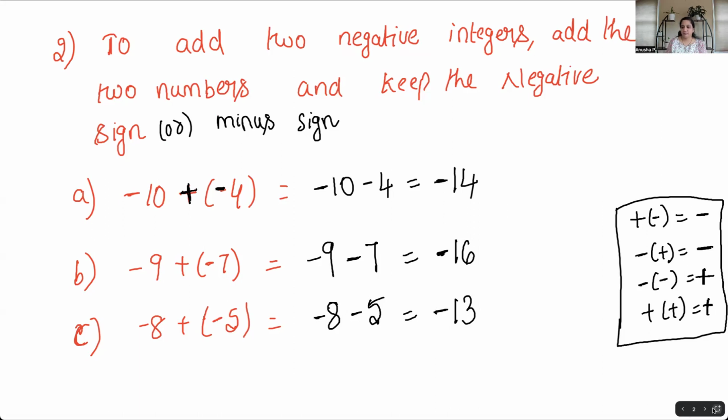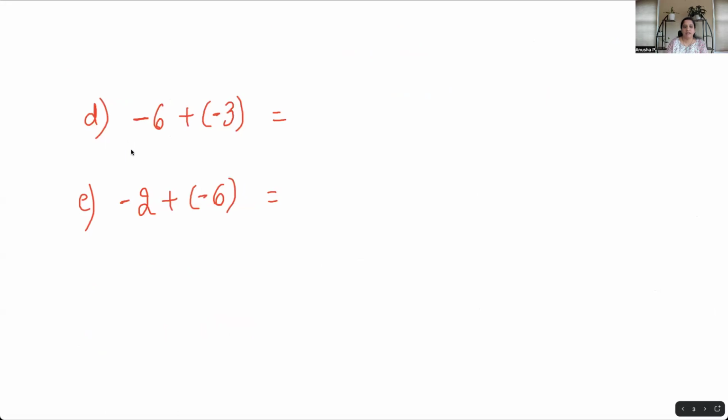Okay. Let me do a few more examples. Minus 6. When you have plus and minus next to each other, we will write it as minus 3. Now you will add the two numbers because both of them have the same sign. When both the numbers have the same sign, add the two numbers, 6 plus 3, 9, and keep the same sign, which is minus 9.